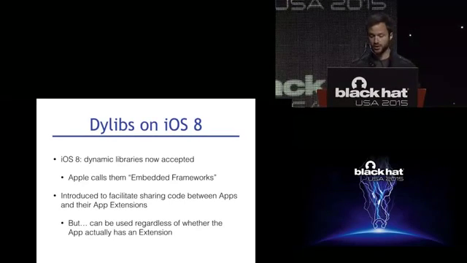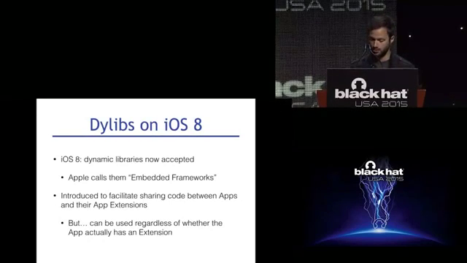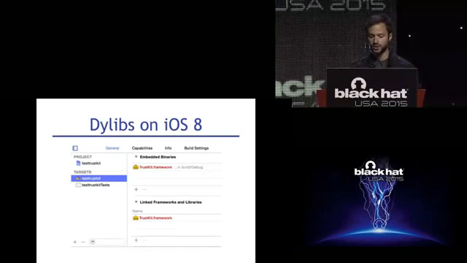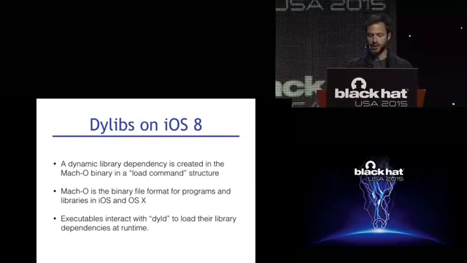But we saw that it's not really necessary to implement an extension if we want to use a dynamic library in our project. So that's what we did with TrustKit. So if you saw in the demo, we just drag and drop our framework to our project, and what's happening behind the scenes is that a dynamic library dependency is being created in the Mach-O binary that we're building. That's our app, and it's creating a load command structure.